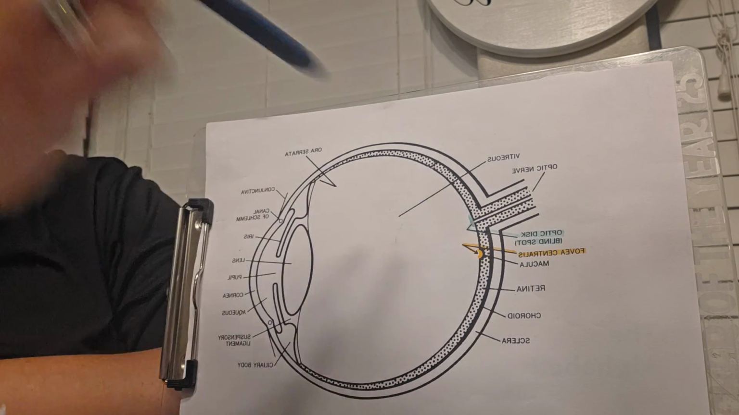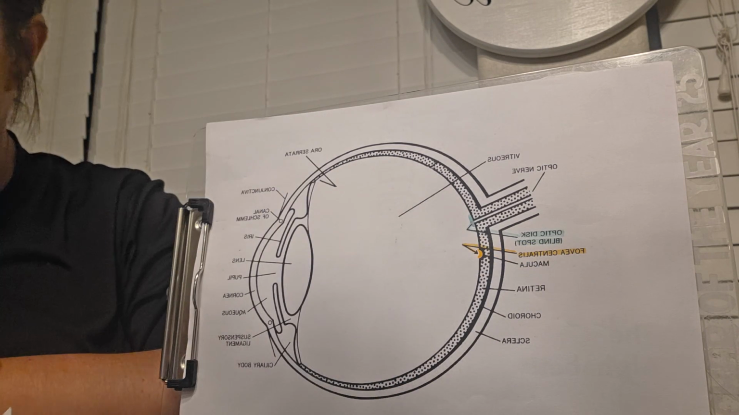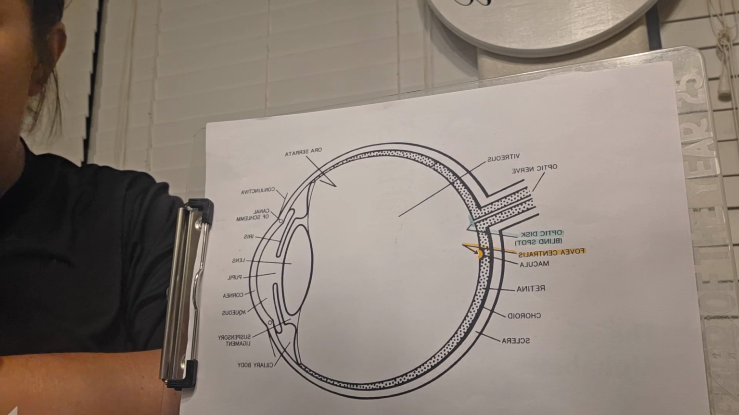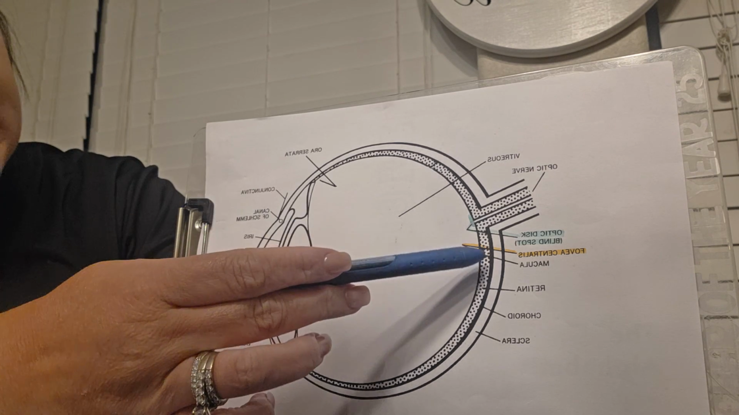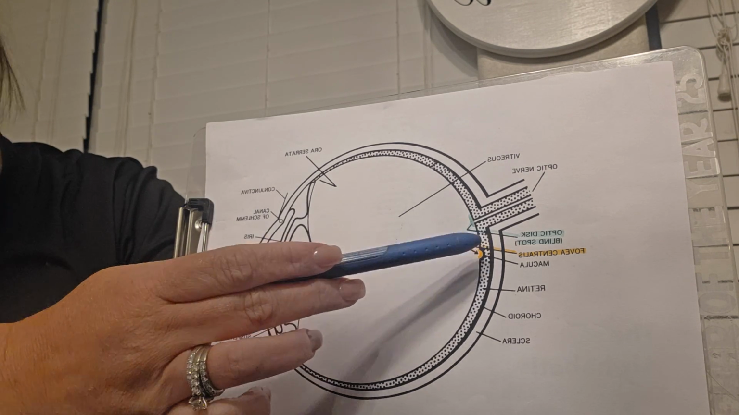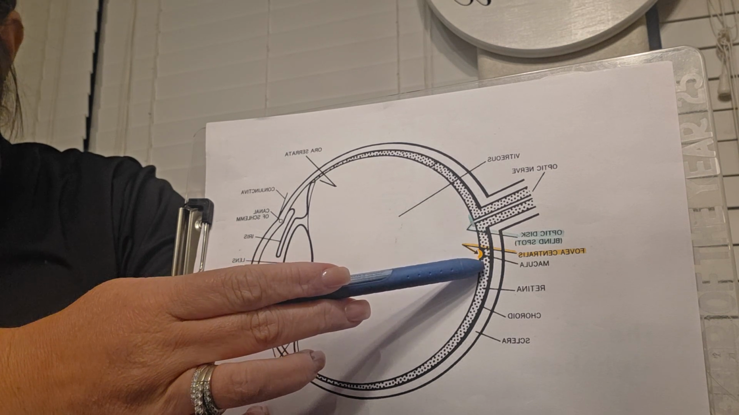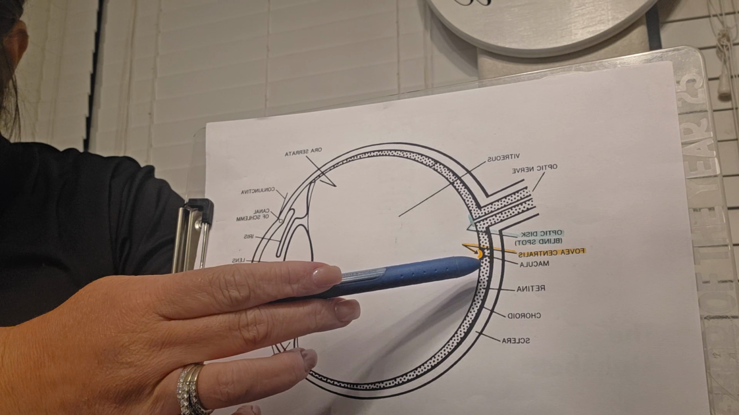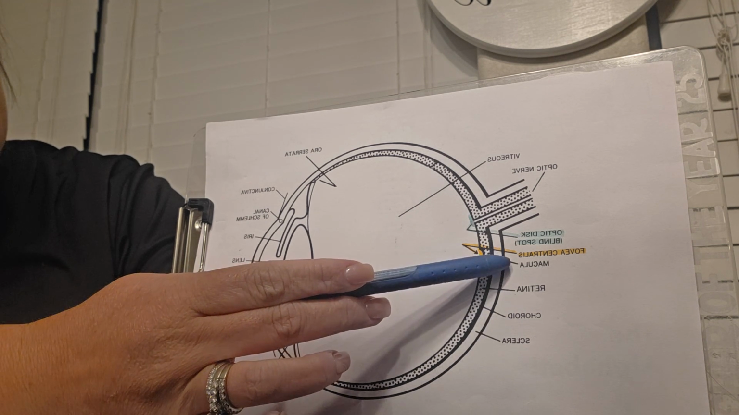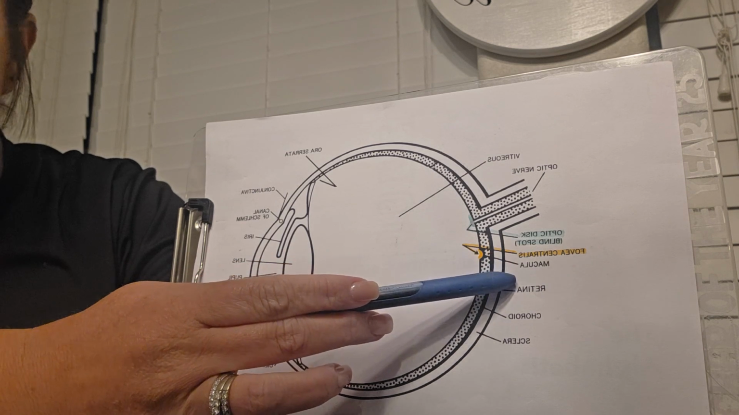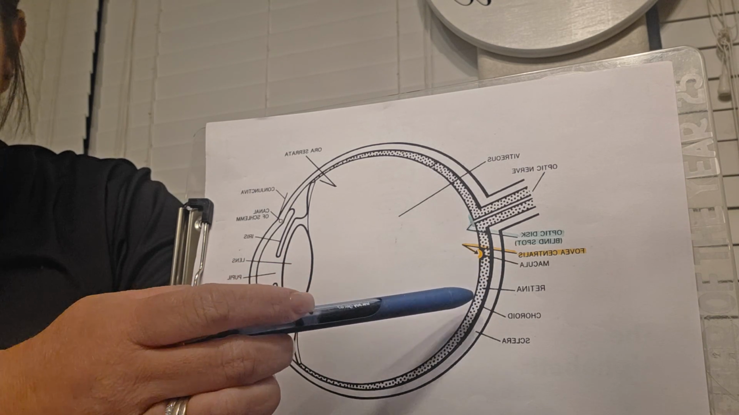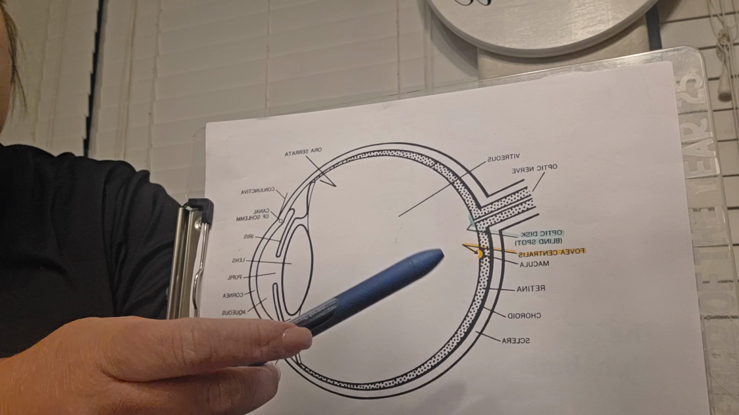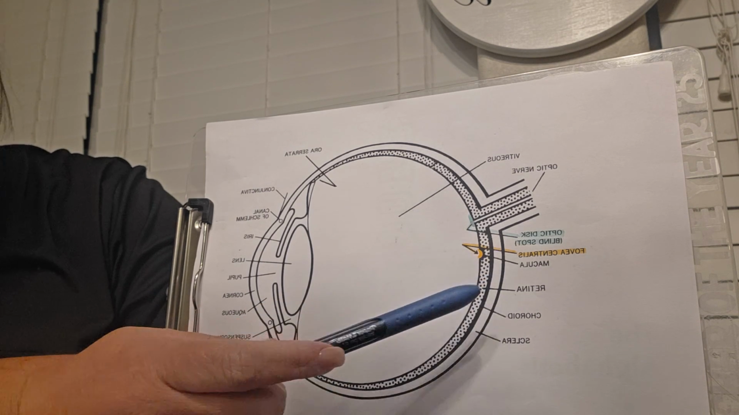The fovea centralis is the next one. It's a tiny indentation here, and you can see it in the macula. The macula is here. It's the area near the retina responsible for our sharp central vision.